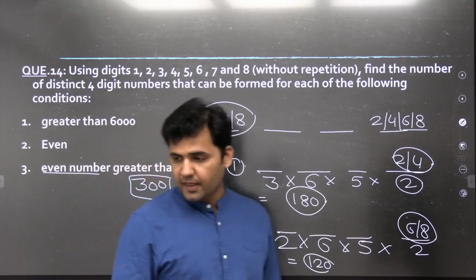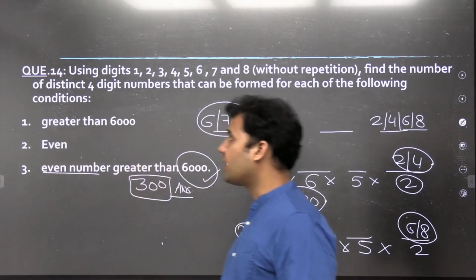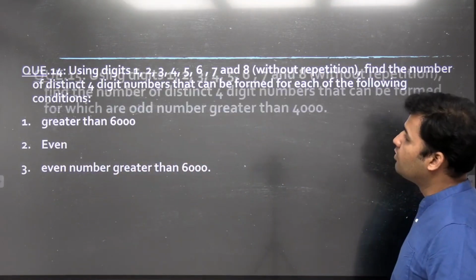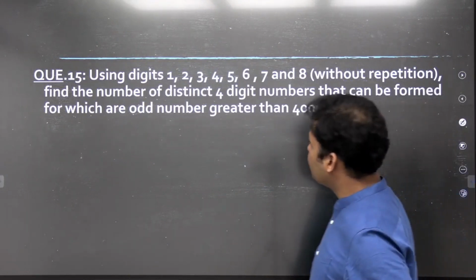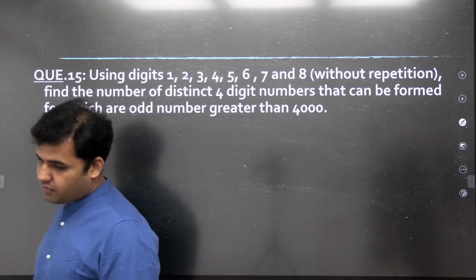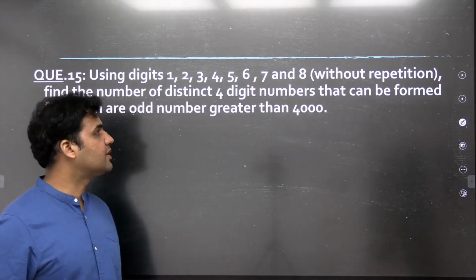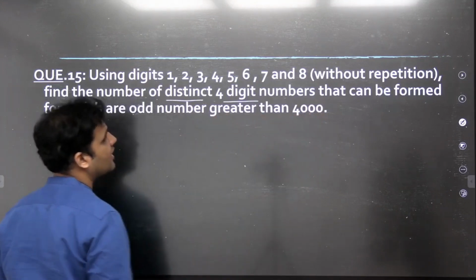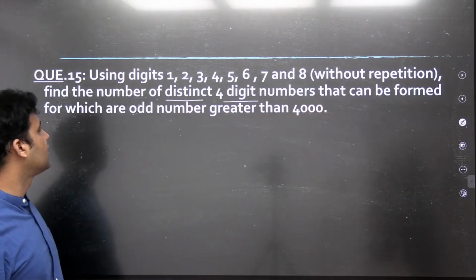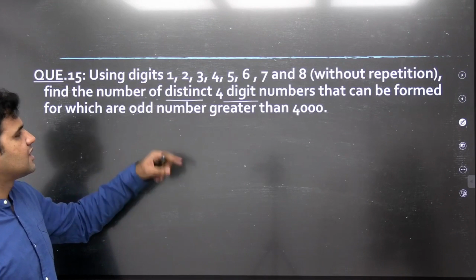Yes. Is it clear? This was question number 14 of our course. Moving ahead with question number 15. What do we have over here? Using the digits 1, 2, 3, 4, 5, 6, 7 and 8 without repetition, find the number of distinct 4-digit numbers that can be formed which are odd numbers greater than 4000.